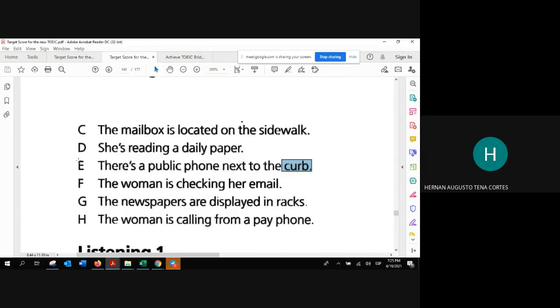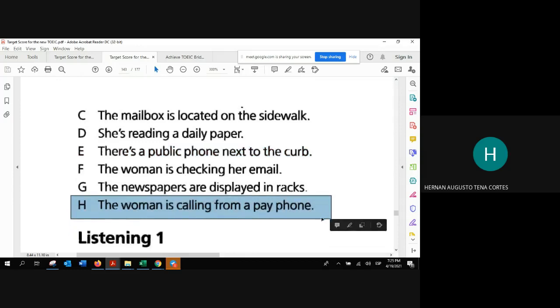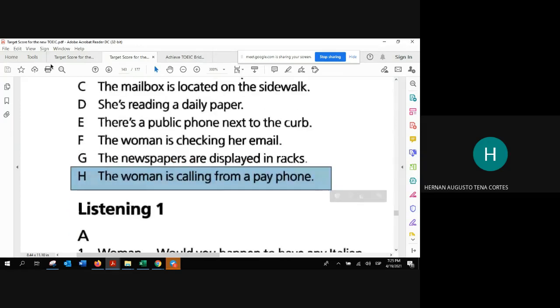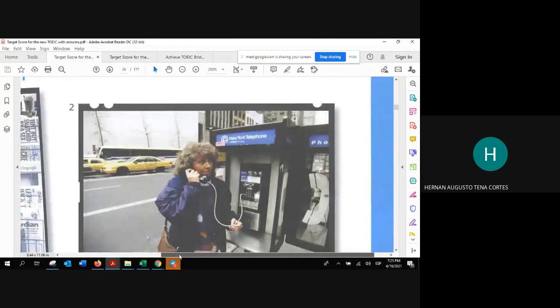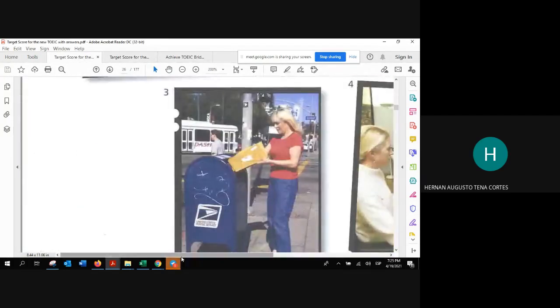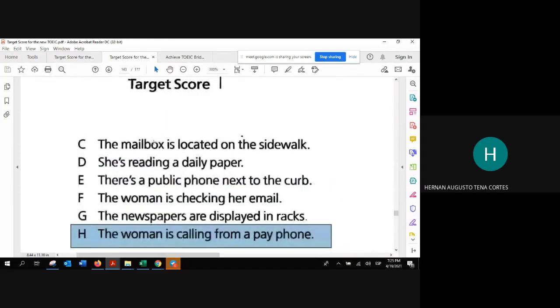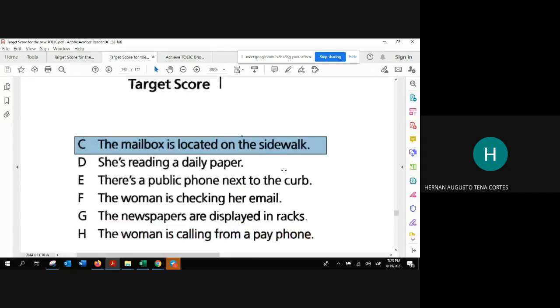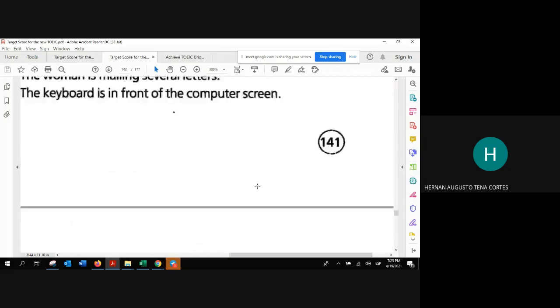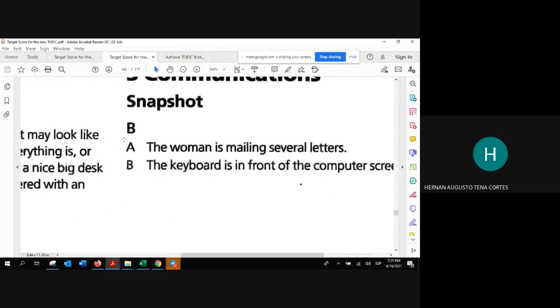So, number 2 is E. There's a public phone next to the curb. And H. The woman is calling from a payphone. So, E and H for picture number 2. Let's take a look now at picture number 3. And in picture number 3, A and C. Very good, class. So definitely C, the mailbox is located on the sidewalk for sure, definitely. And also A. And A is the woman is mailing several letters. So A and C for number 3.